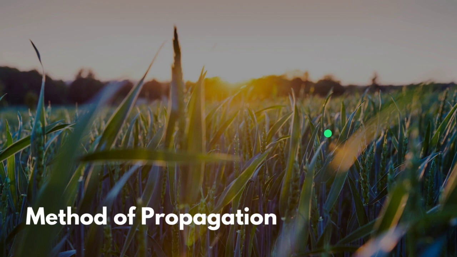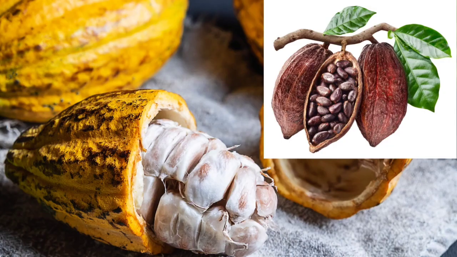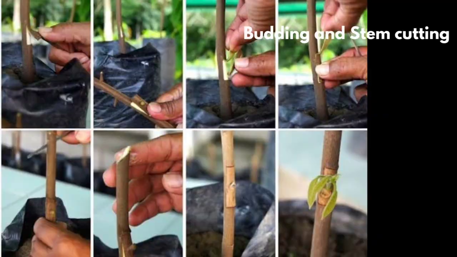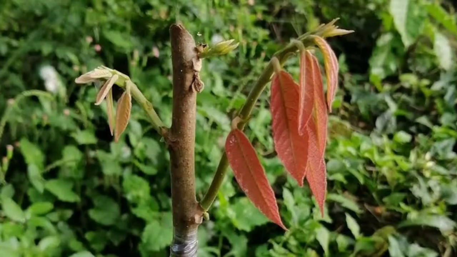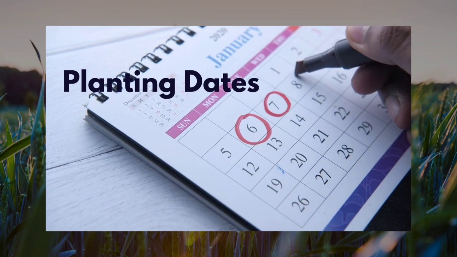Now, cocoa can be propagated sexually, using seeds, or asexually, using budding or stem cutting. The first one is sexually, that is using seeds, and asexually using budding or stem cutting technique. Now, this is a picture of budding. It's different from layering, and it's different from grafting. You don't do layering in cocoa. In some parts of the world, some people do grafting in cocoa. So grafting, stem cutting, or budding, they are all vegetative techniques of growing cocoa.